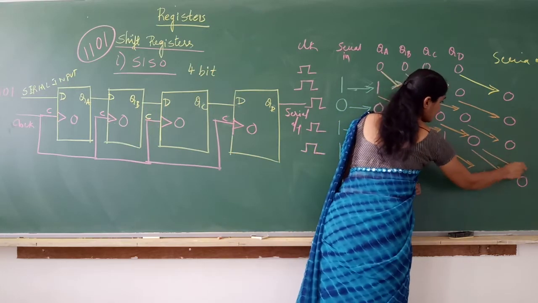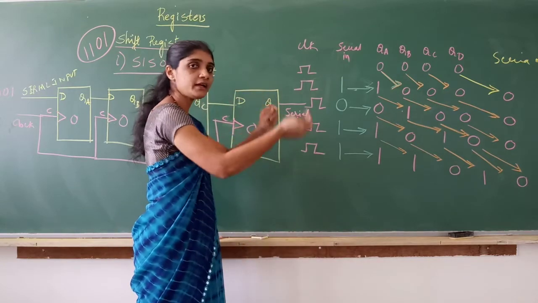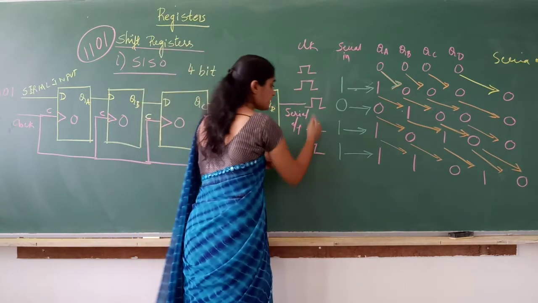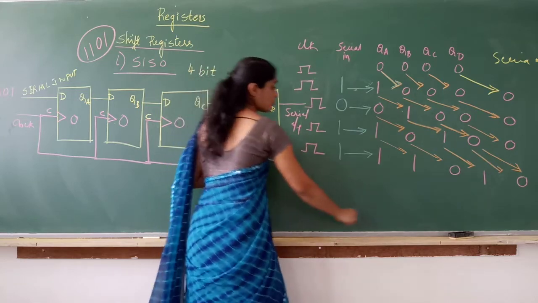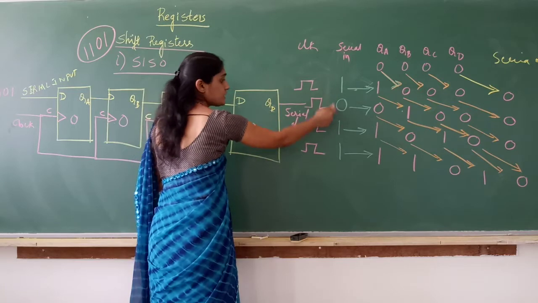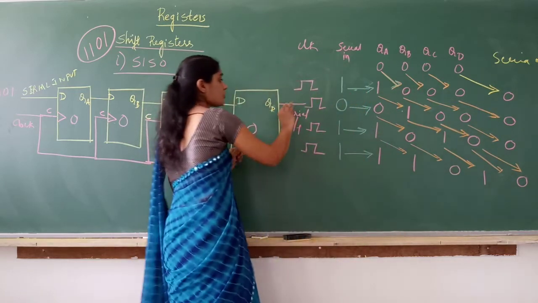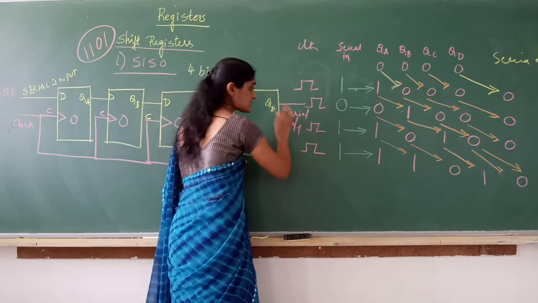1, 0, 1 is here. But you have not got that output, the serial output. Bit by bit I get the output. So when you give the 4 clock pulses, what happens? Whatever input you thought of storing has entered the flip-flops. So if you want those bits out, this is serial out.